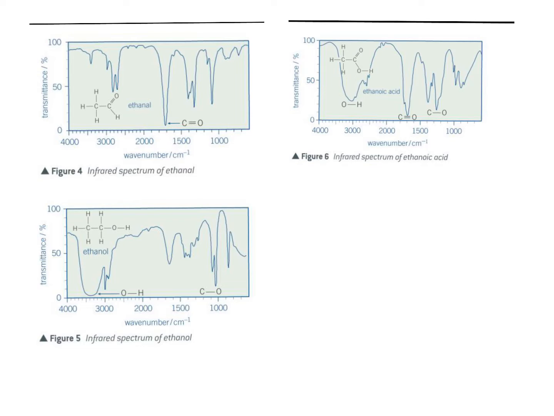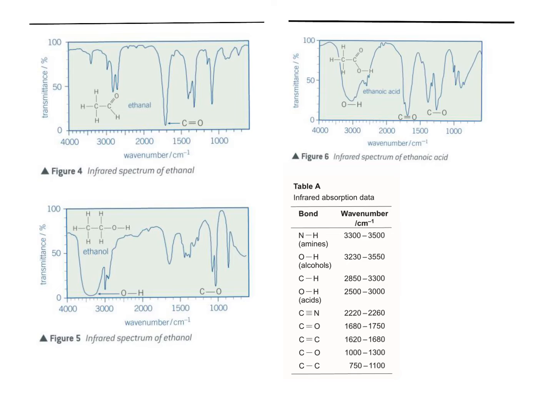So these three figures here, figure 4, figure 5 and figure 6, all refer to the infrared spectra of ethanol, ethanal and ethanoic acid. I'm going to walk you through the key peaks that have been marked here. Both ethanal and ethanoic acid possess a carbonyl group, C=O, and you will notice that both have a sharp peak, sharp as opposed to what we call a broad, wide peak here.